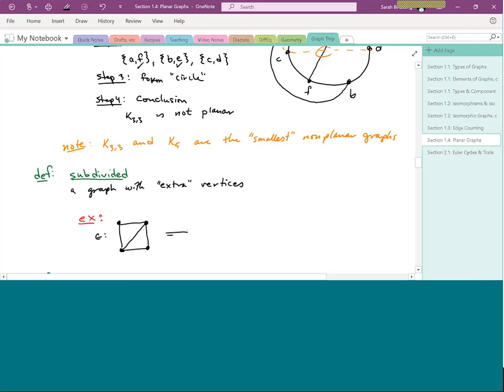Now, I'm going to claim that the second graph is the original graph G but subdivided. See if you can spot the difference between these two graphs. So the first one looks like a box with one line through the middle. Second graph looks the exact same way.